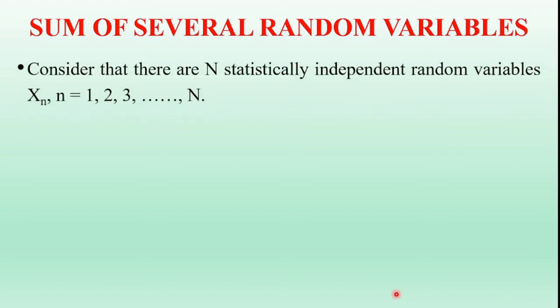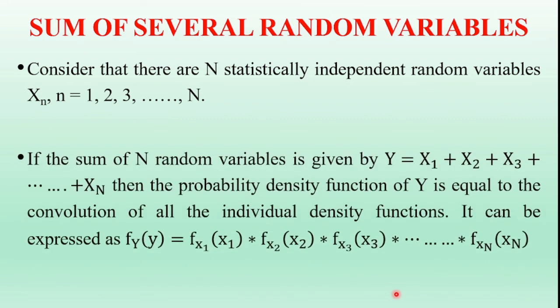Similarly, for the sum of several random variables, the same concept can be applied to n statistically independent random variables X_n. If the sum of capital N random variables is given by Y equal to X1 plus X2 plus X3 and so on up to Xn, then the probability density function of Y is equal to the convolution of all the individual density functions. Mathematically, f_Y(y) is equal to f_X1(x1) convolution f_X2(x2) convolution and so on, convolution f_Xn(xn). So this is the sum of several random variables and the sum of two random variables concept.